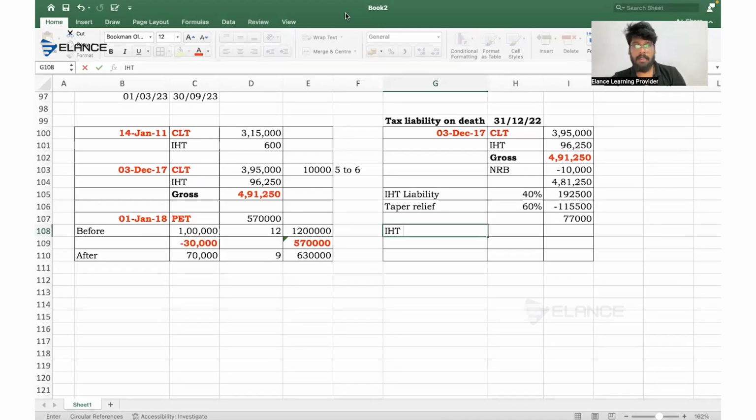Okay, one second guys, one second. We need a clarification over here. 10,000 is already utilized in December 17. That's right.